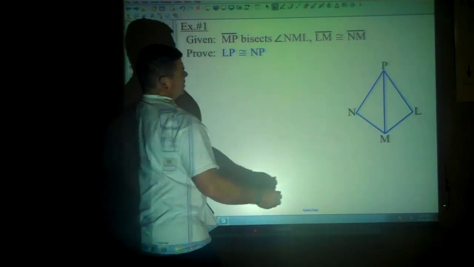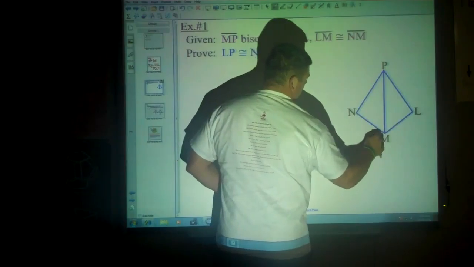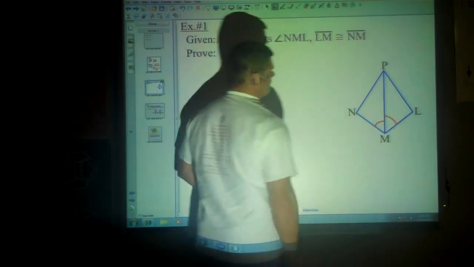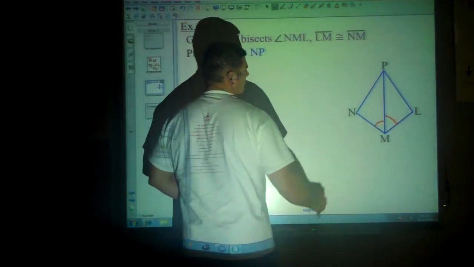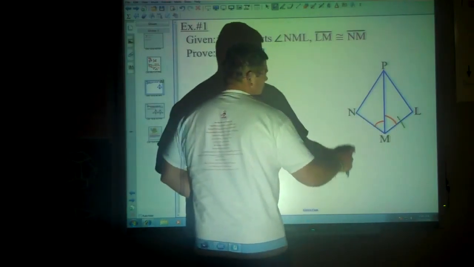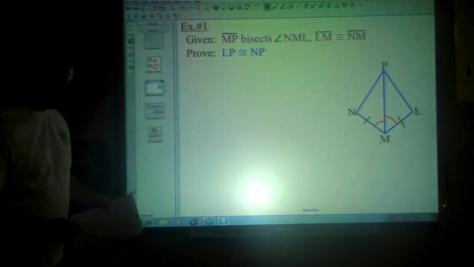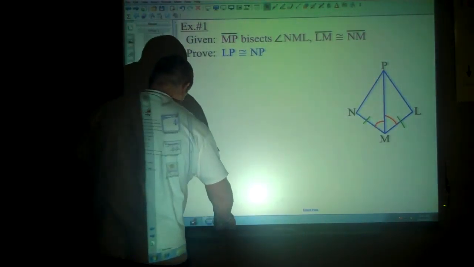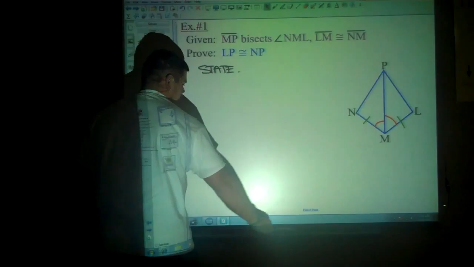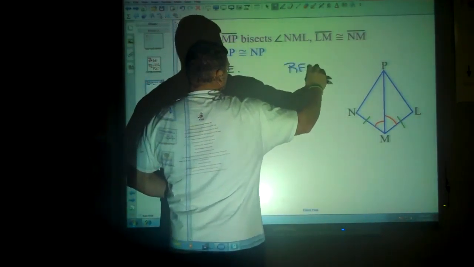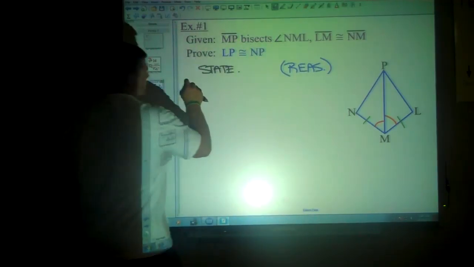If MP is bisecting NML, that means that this angle and this angle must be exactly the same because it's cutting that angle in half. We also know that LM, which is here, has to be the exact same measurement as NM. So that's all the given information, all right? And if we want to prove this, we'll start off with our statements and our reasons. So I'm abbreviating them a little bit.